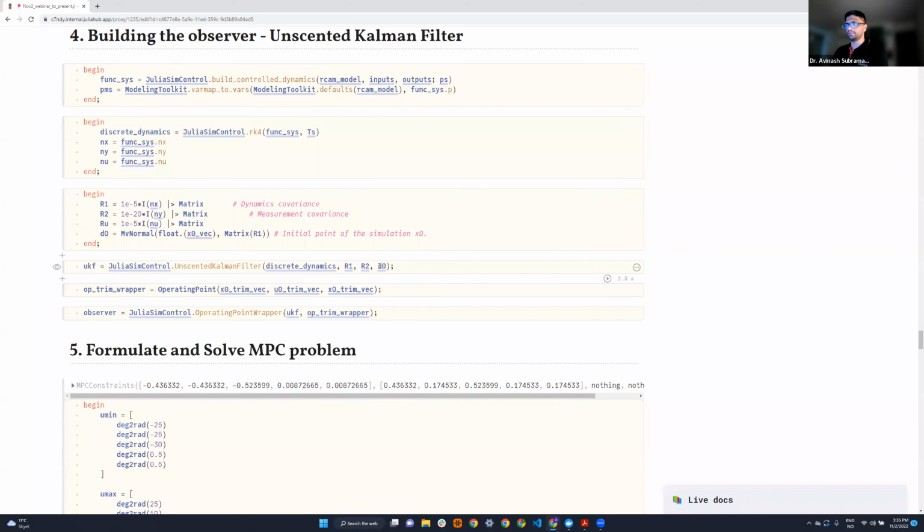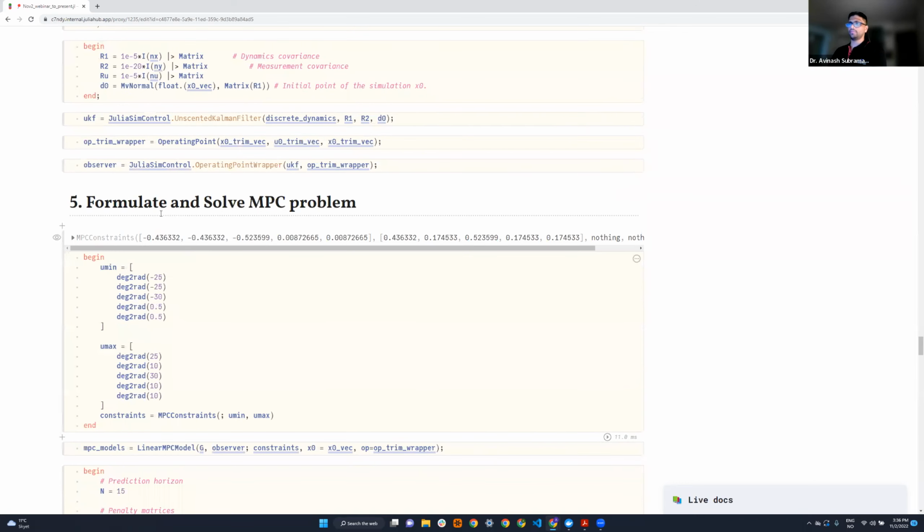these covariance matrices, and then we would use an operating point wrapper. What this does is help negotiate between the delta coordinates we have in the linear system and the real coordinates we have in the nonlinear observer. And then you could formulate and solve the optimization problem.